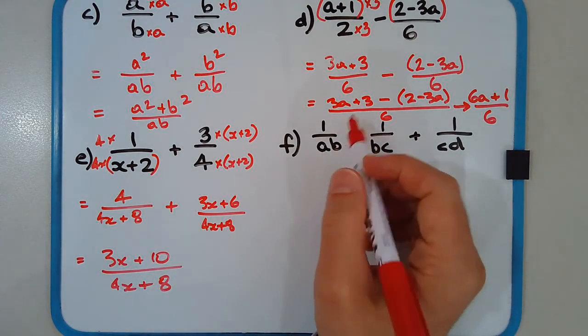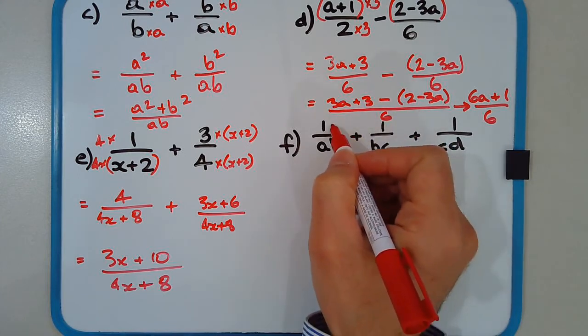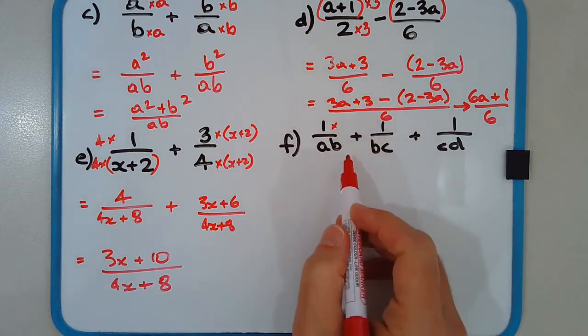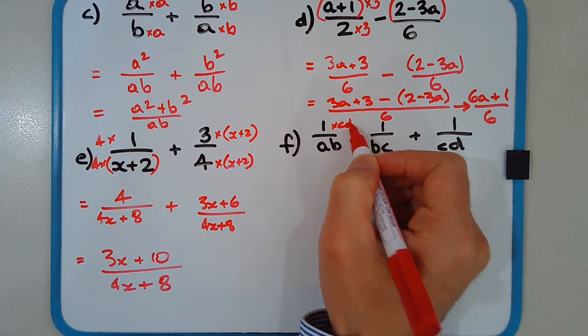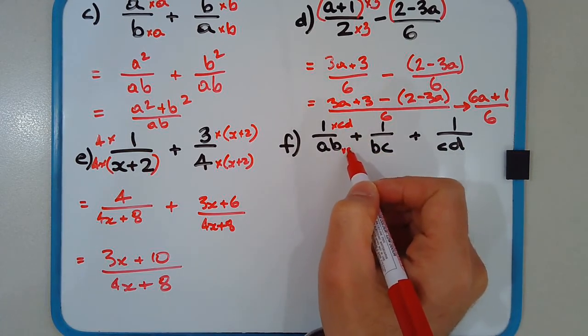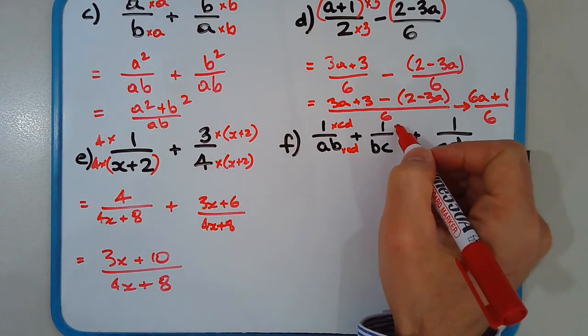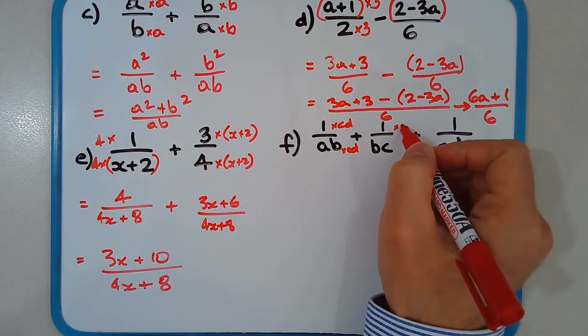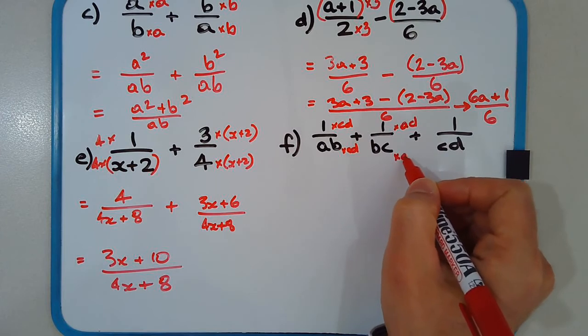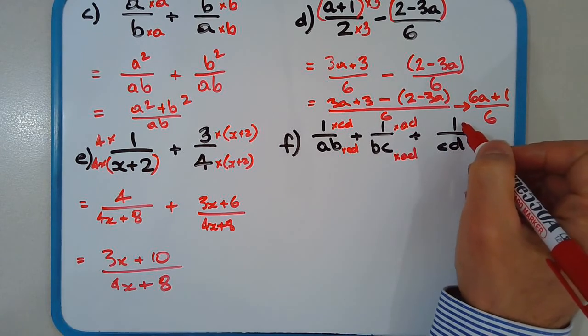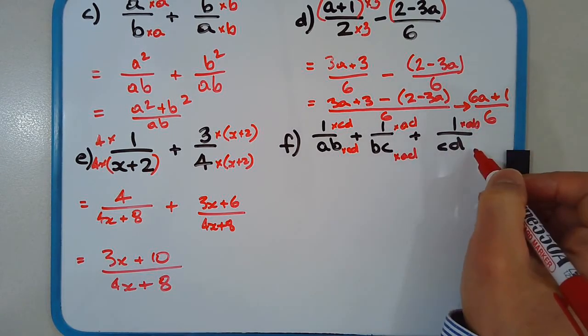So if we multiply the first fraction, top and bottom by CD. Second fraction, multiply this one by AD. And the third fraction, multiply top and bottom by AB.